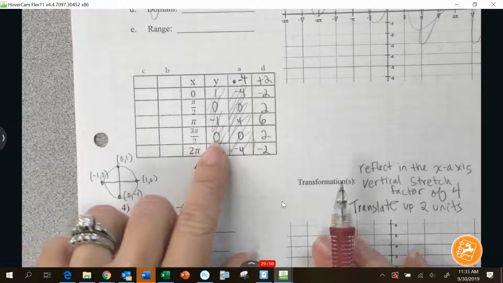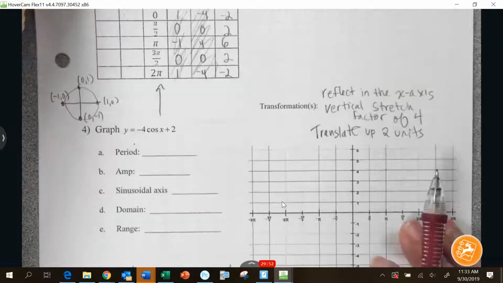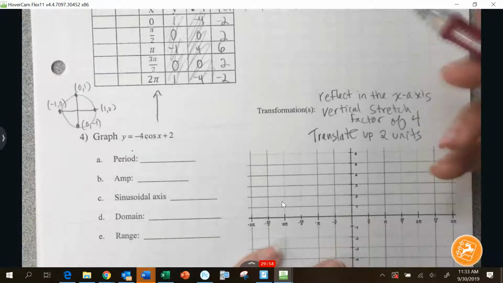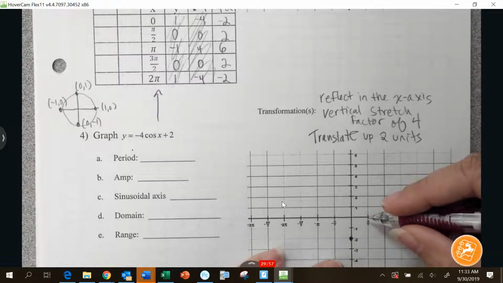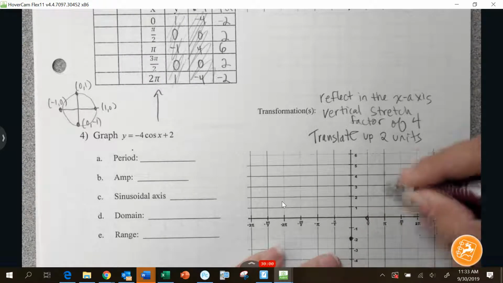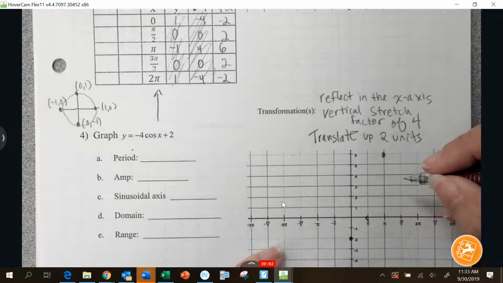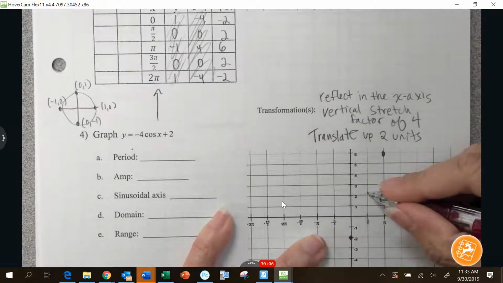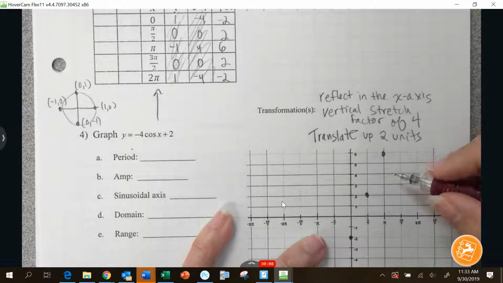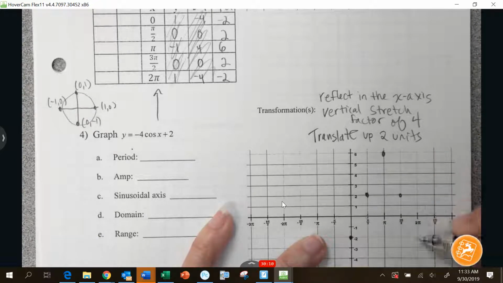I have my x's and my y's to graph. 0, -2. Pi over 2 is 2. Pi is 6. I did something wrong. Oh, I didn't put it at 2. There we go. 3 pi over 2 is 2, and 2 pi is -2.